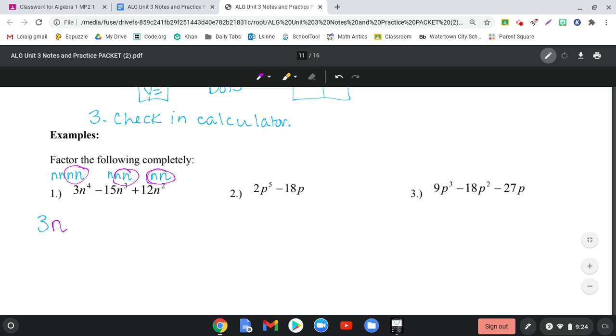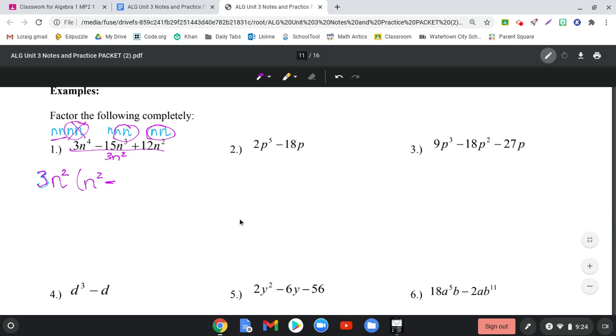So I'm going to take 3n squared out. That's your GCF. And undistribute. So now divide everything by it and see what you're left with in parentheses. So 3 divided by 3 is just 1. I had 4 n's, I took out 2. I'm left with 2. So it's n squared minus 15 divided by 3 would be 5. I don't know why this doesn't want to work right now. There we go. And you had 3 n's, but you took out 2, so you're just left with 1. So 5n plus 12 divided by 3 is 4. We had 2 n's, but we took them out. All right, and that might look familiar.